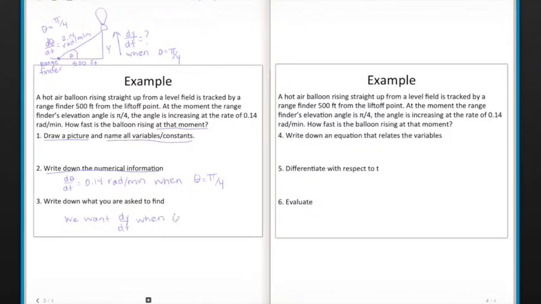Now we are going to write down what we are asked to find. We want dy dt when theta equals pi over 4. That is what we are looking for.